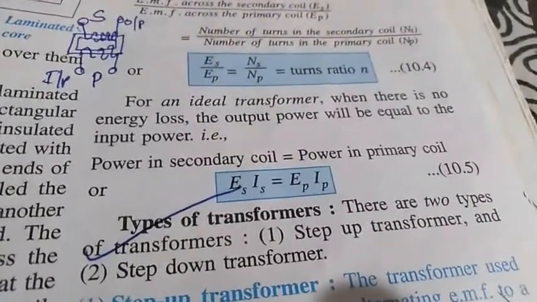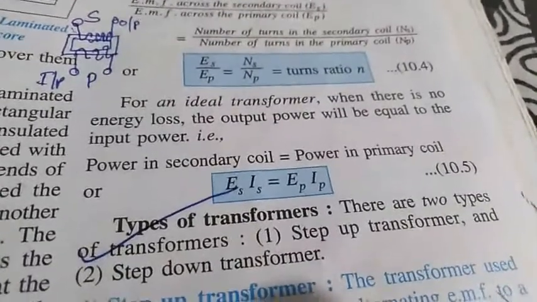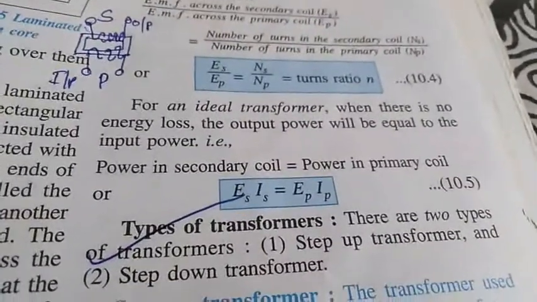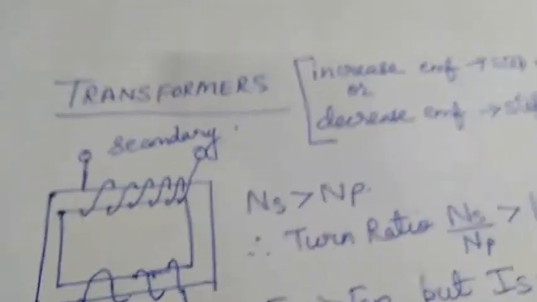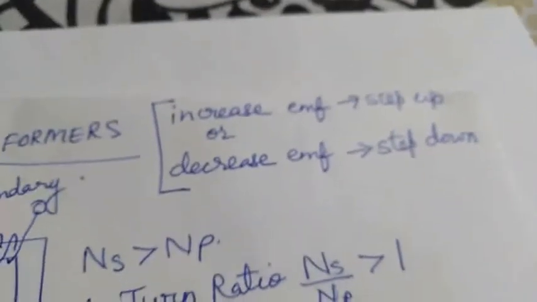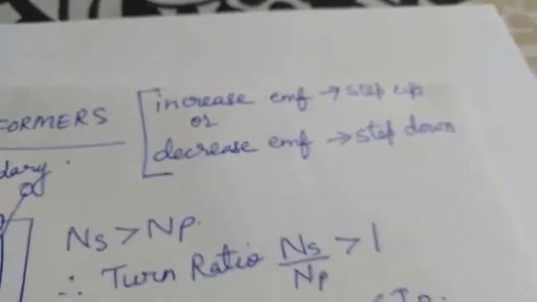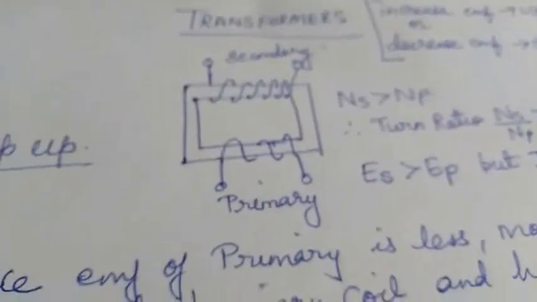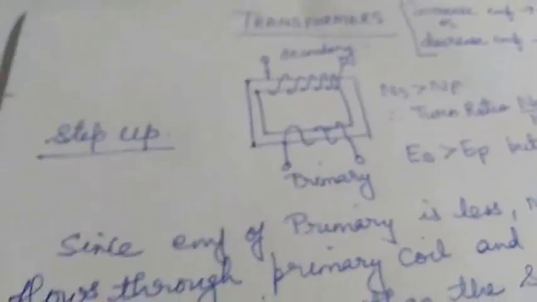Okay. So these are the basics of the transformer. Now we will study the two types of transformers, that is step up and step down transformers. Transformers are used to increase EMF or decrease EMF. If used to increase EMF, they are known as step up transformers. Decrease EMF, step down transformers. Now this is the basic figure of a transformer. Now this is a step up transformer. We know that primary is the input and secondary is the output.